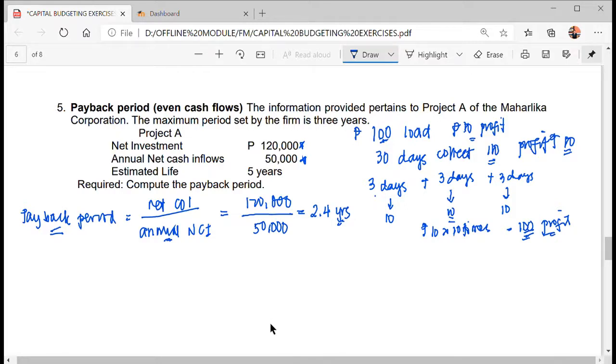So is this good? Remember that the given maximum period set by the firm is 3 years. This is your payback, 2.4, and this is your maximum payback, 3 years. Are you going to go with the project? It is okay, because the payback is lesser than the maximum payback. The shorter the period, the better. So accept the project. If it is longer than the maximum payback, it is not good.